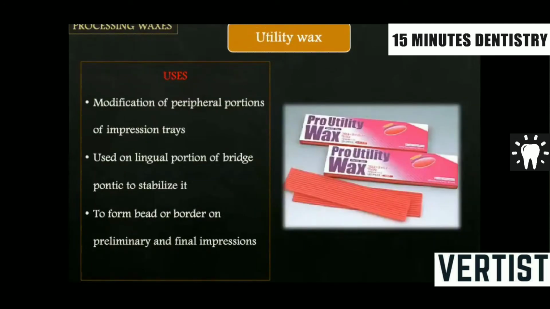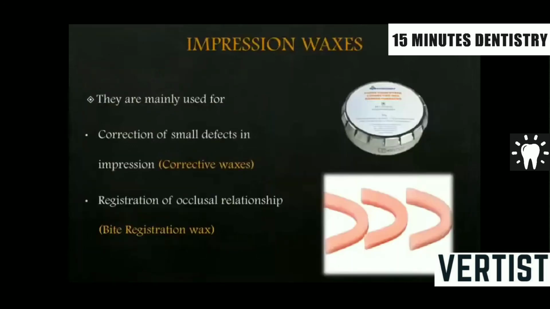Last is the utility wax, which is used for modification of the peripheral portion of the impression tray or the lingual portion of bridge pontics to stabilize it and to form the head or the border of the preliminary and the final impressions.